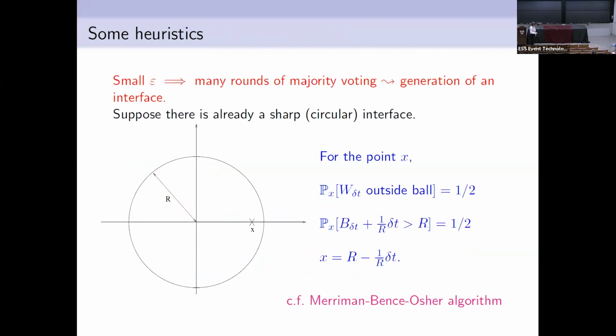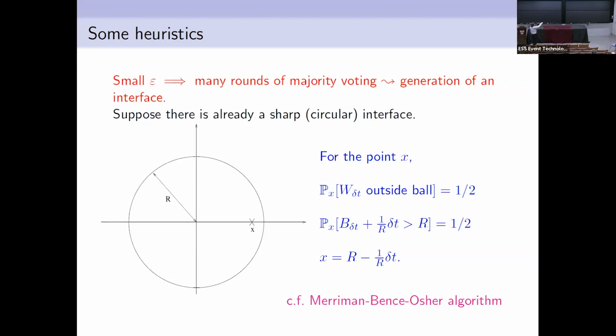And then just to take the heuristics a bit further to see why that's going to give motion according to mean curvature, let's suppose that we've already generated an interface. So many rounds of majority voting is going to generate something that looks like an interface. And let's pretend, for the purpose of the heuristic, that this is actually a sharp interface. And let's also pretend that we have a circle, because it's easier to explain. Then what we've just said is, if I want to find where the boundary between voting 1 and voting 0 is, it corresponds to the point where the bias, which is just for each leaf the probability that the leaf is outside the ball, is a half, right? Because out here we're 0, and inside the ball, we take the value 1.